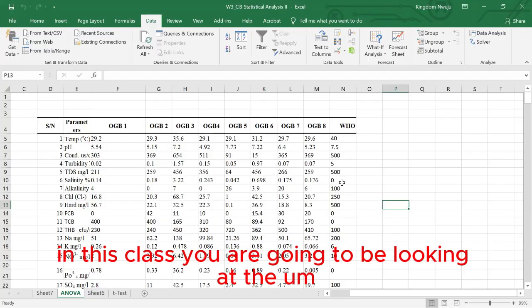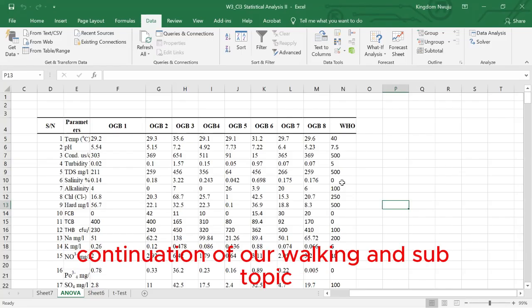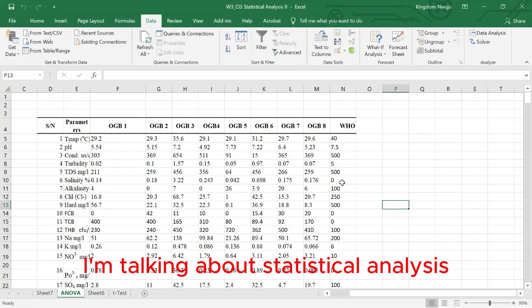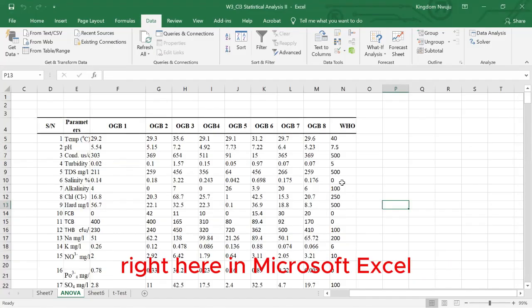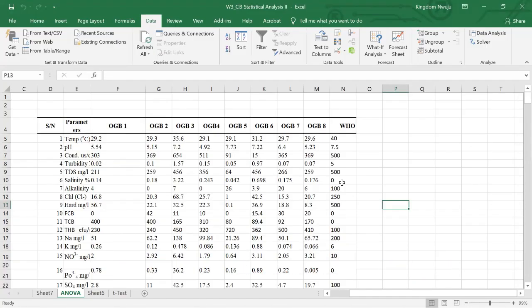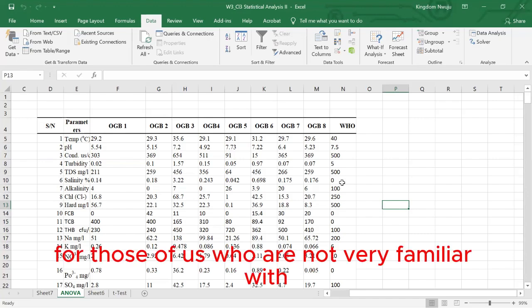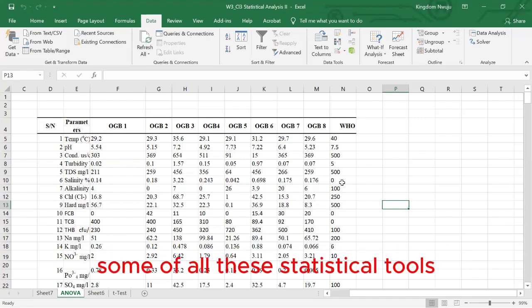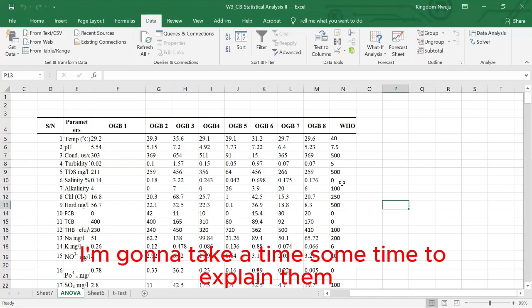So, in this class, we are going to be looking at the continuation of our working subtopic. I'm talking about statistical analysis right here in Microsoft Excel. Now, for those of us who are not very familiar with some of all these statistical tools, I'm going to take some time to explain them.